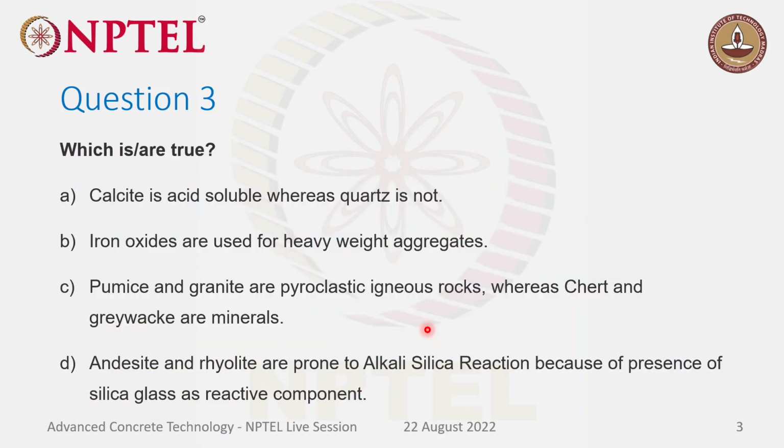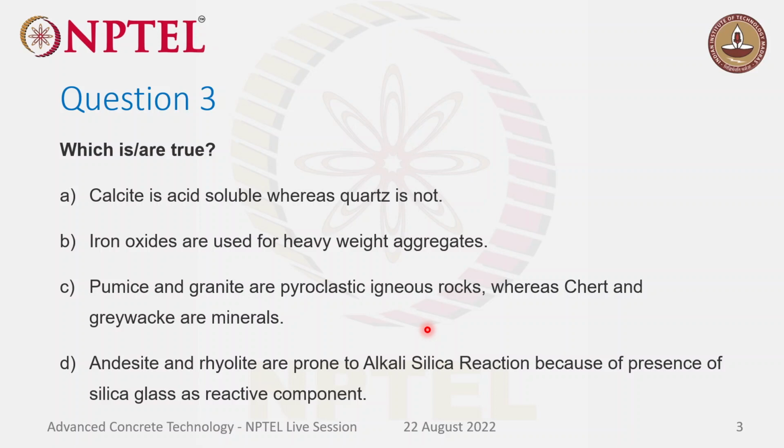Let me move to question 3. Now you have to find which of the following statements are true. So there are 4 options. You have to pick up the statements which are true. Okay, let me read out the statements now. Calcite, which is nothing but calcium carbonate, is acid soluble, whereas quartz is not. Okay, so this is the first statement. Just think about whether calcium carbonate will be soluble in acid, and quartz means it's a silica based rock type, which will not be soluble as per the statement. Do you think it's true?